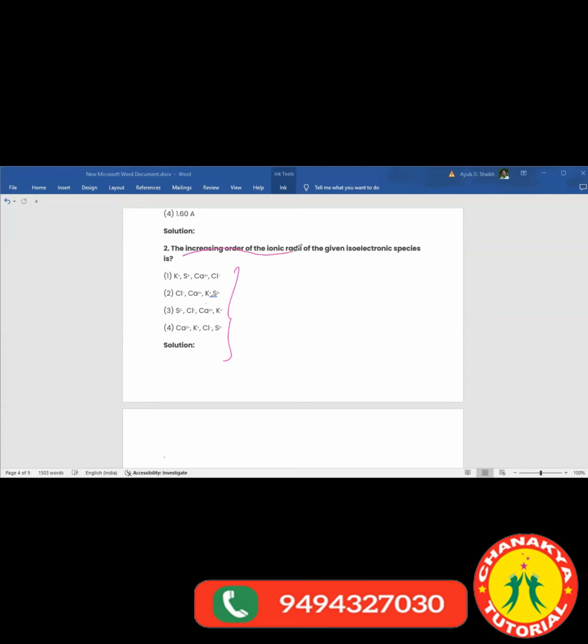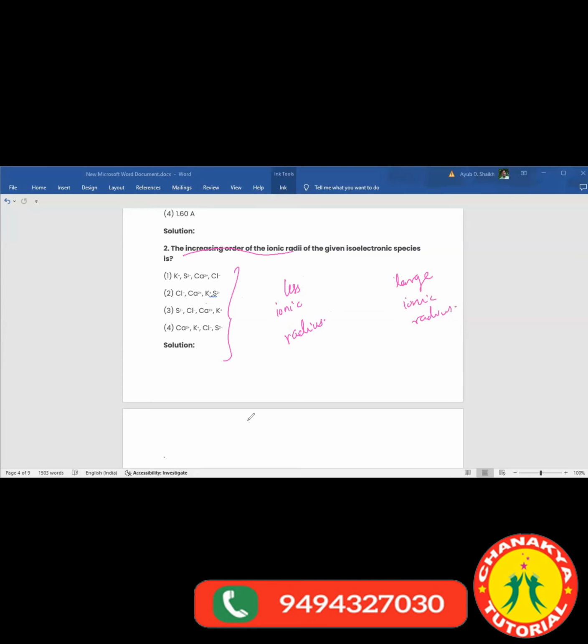So they asked you which one is the increasing order of ionic radii. Increasing means the first one has the least ionic radius, it won't be atomic, it would be ionic radius, and the last one has the largest ionic radius.